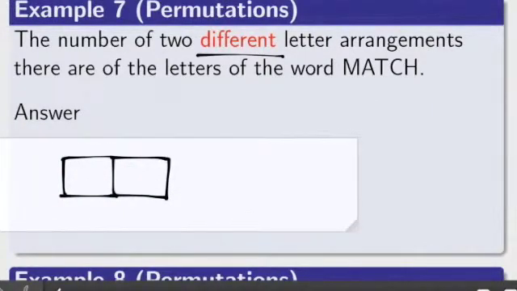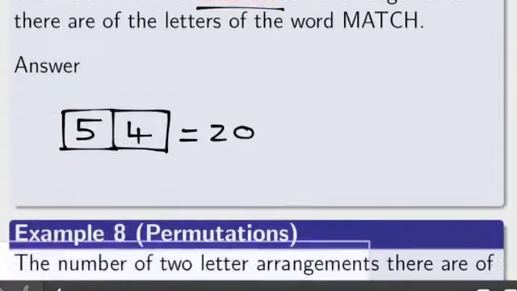For the first box, we have a choice of 5 because the word match has 5 letters. And once we've chosen one letter, for the second box, we only have a choice of 4. We are not allowed to repeat the letters. Hence, we have a choice of 4 letters for the second box. And the number of permutations is the product of these two numbers, which is equal to 20.